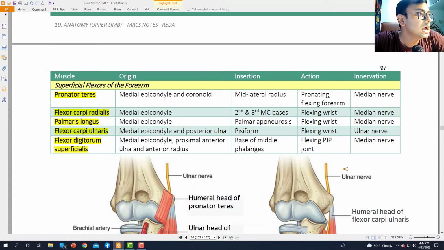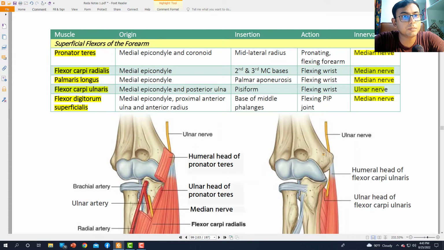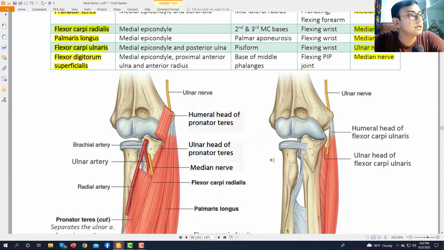Flexion of the forearm. The pronator teres is supplied by the median nerve, very important, and the palmaris longus is also median nerve, and the flexor carpi radialis also median nerve. But flexor carpi ulnaris, because you can see the ulnar is denoted, is supplied by the ulnar nerve, and the flexor digitorum superficialis is supplied by the median nerve. The median nerve goes deep to it. See, the ulnar nerve is present behind the medial epicondyle. Sometimes it is problematic.